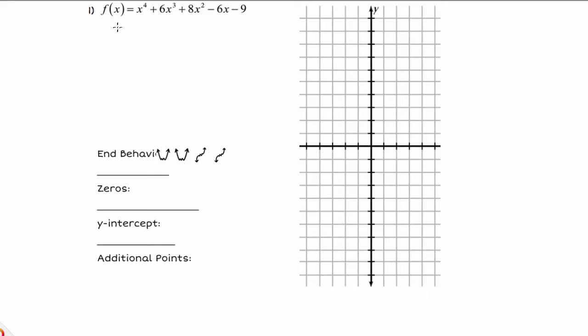Alright, first thing we're going to do is start factoring. And right under here, I'm going to make my factoring box, of course.